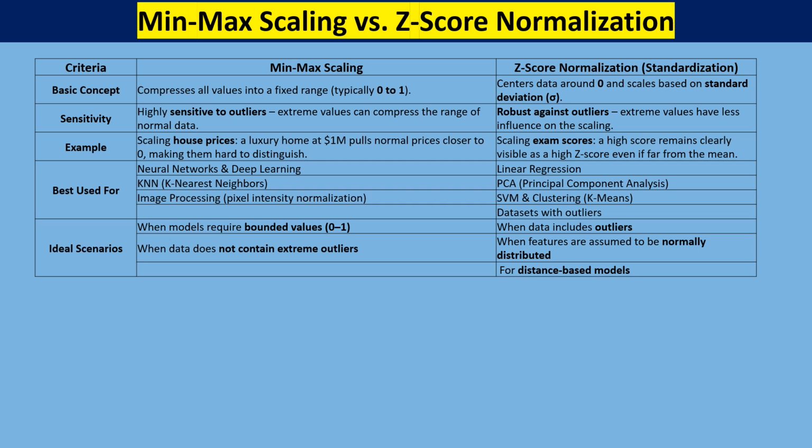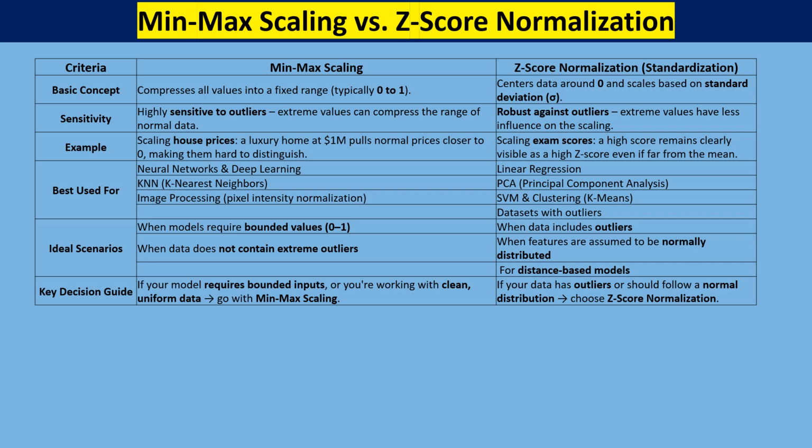Ideal scenarios: if your dataset is well behaved with no extreme outliers, min-max will do just fine. But when data is skewed or varies significantly, z-score retains meaningful distance and pattern, making it the better choice.